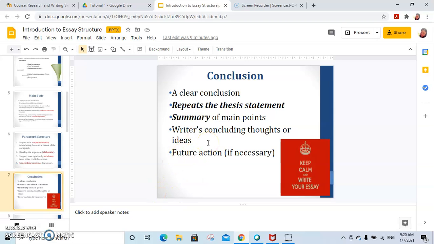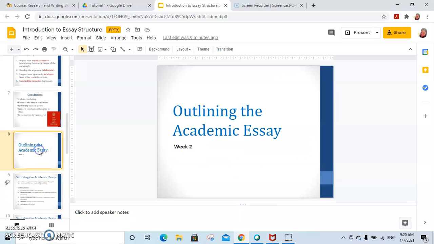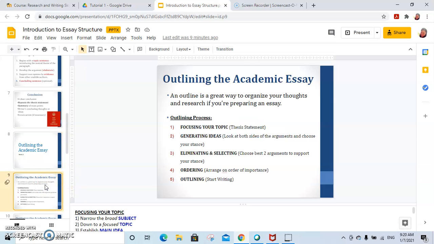And the final bit, or the final remarks, can either be your concluding thoughts or ideas, or viable suggestions, if any. Okay, let's move on to the next slide. Outlining the academic essay, this is the second part of today's lecture. An outline is a great way to organize your thoughts and research if you're preparing an essay.